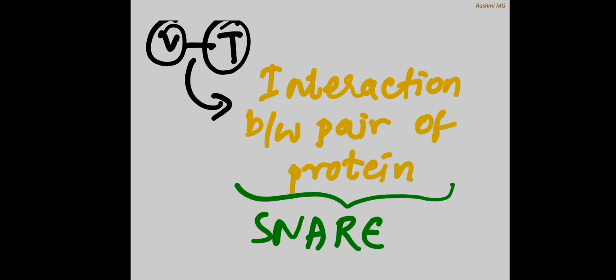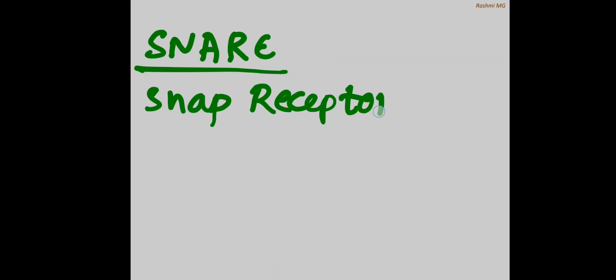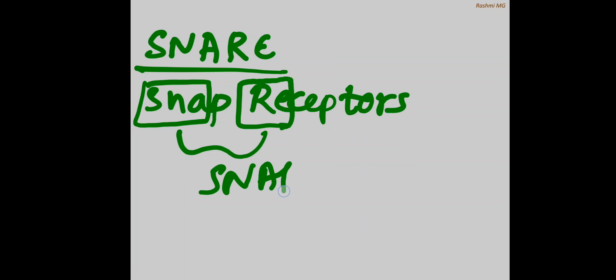What is the full form of SNARE? The protein interaction between a pair of proteins, that protein is known to be SNARE. The full form of SNARE is SNAP receptor: SN and SNA and RE. Therefore, the name is SNARE. So what is the pair of proteins called? SNARE. What is the full form of SNARE? SNAP receptor.